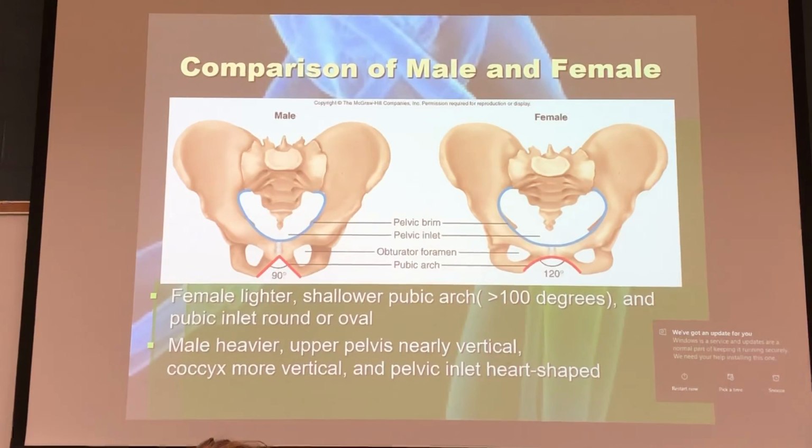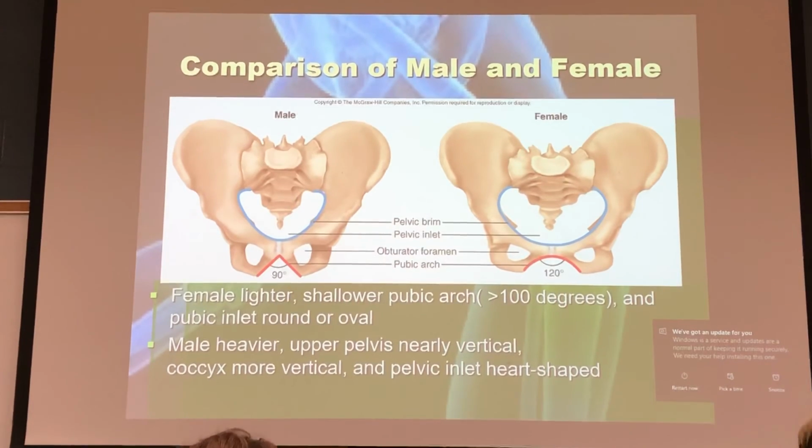So females have bigger hips. That is a biological thing. So don't say I have a bigger butt than my husband because I'm fat. It's because that's the way you were made.